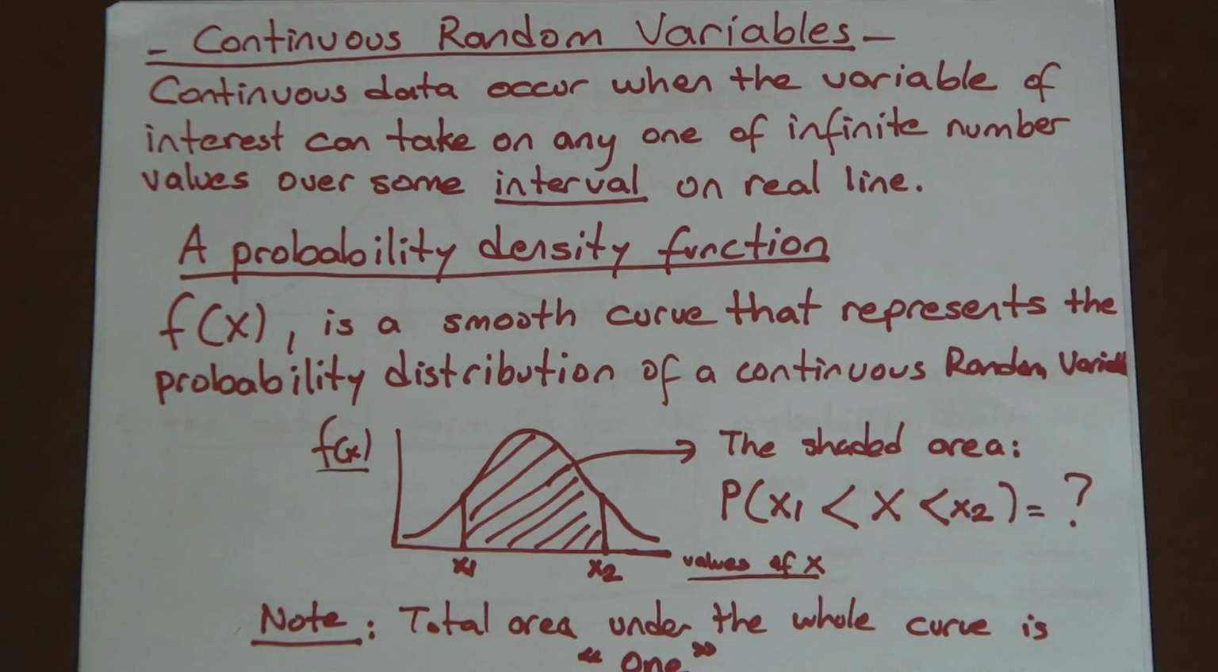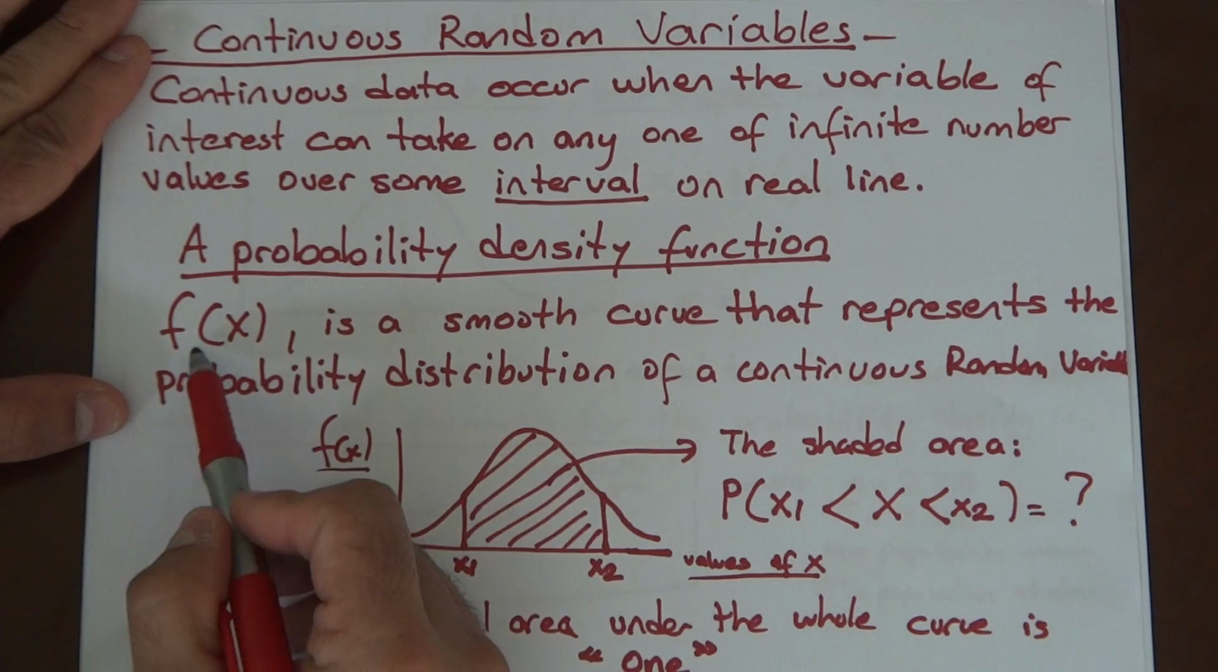Hello everyone. Today we are going to learn about continuous random variables. Continuous data occur when the variable of interest can take on any one of an infinite number of values over some interval on the real line. A probability density function.